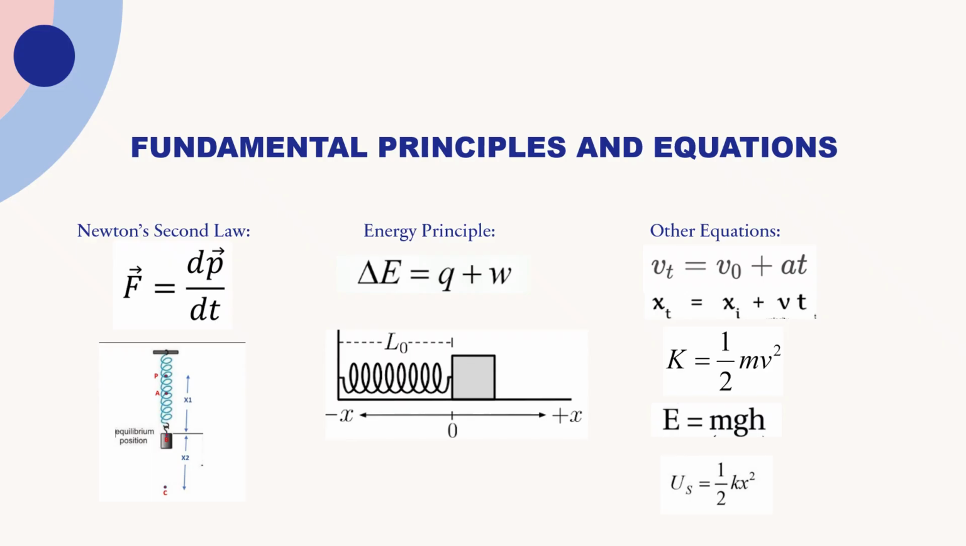On the right, I have other important equations that we will be using in our lab, such as the kinematic equations for velocity and position, the kinetic energy, which is 1/2 mv squared, the gravitational potential energy, which is mgh, and the spring potential energy, which is 1/2 kx squared.